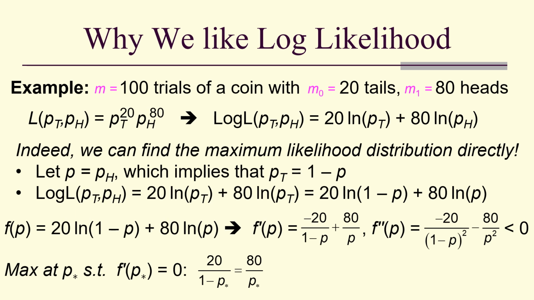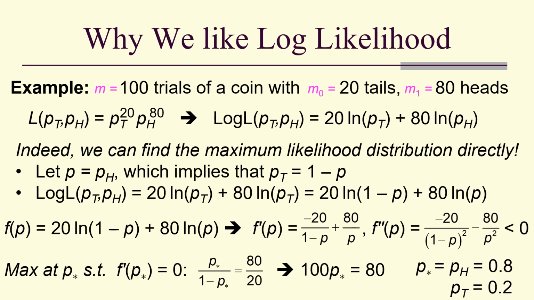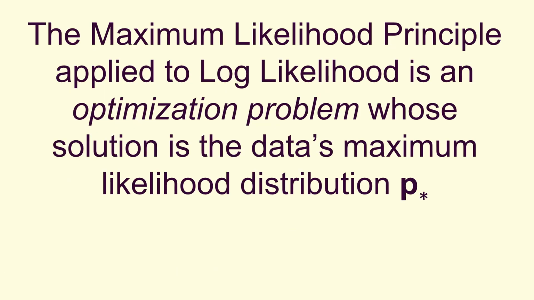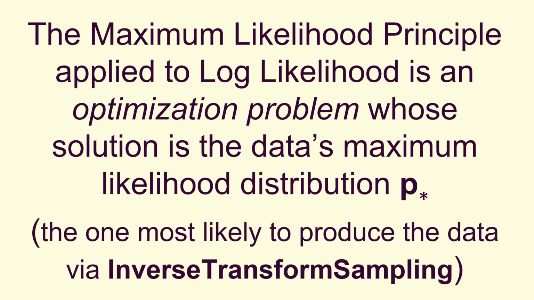So 20 over 1 minus p star is 80 over p star. Do a little bit of algebra, a little bit of rearranging. We get 100 p star is 80. P star is probability of heads, which is 0.8. Probability of tails, 0.2. So the maximum likelihood principle applied to log likelihood is an optimization problem whose solution is the data's maximum likelihood distribution, p star. In other words, the one most likely to produce the data via inverse transform sampling.